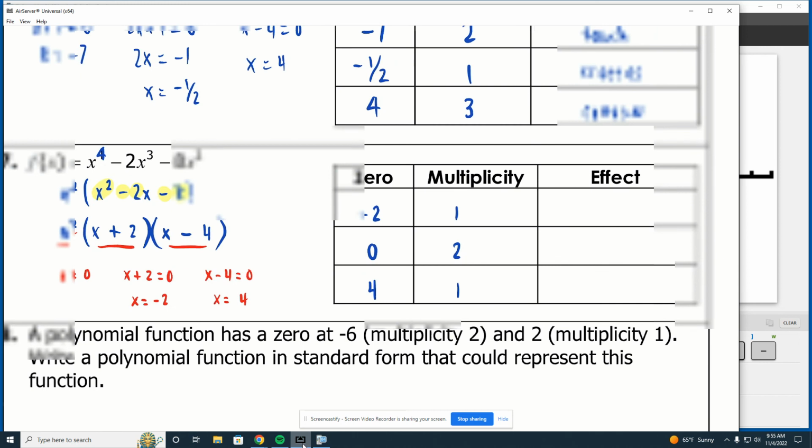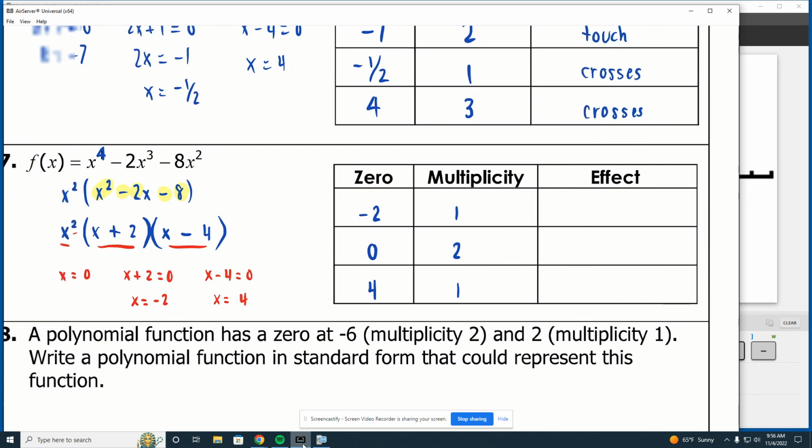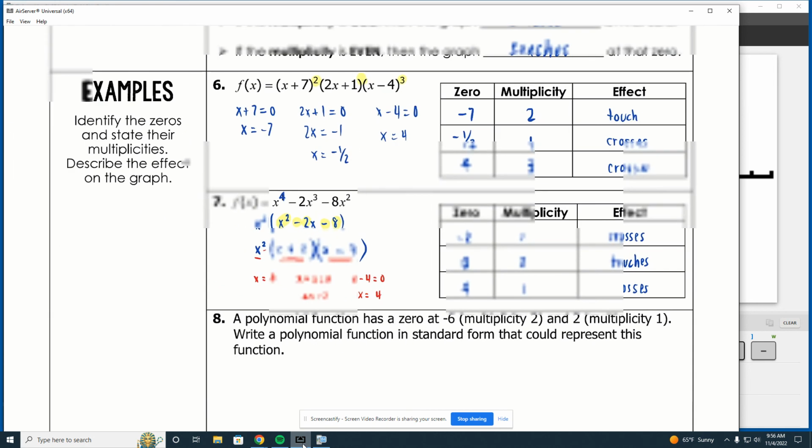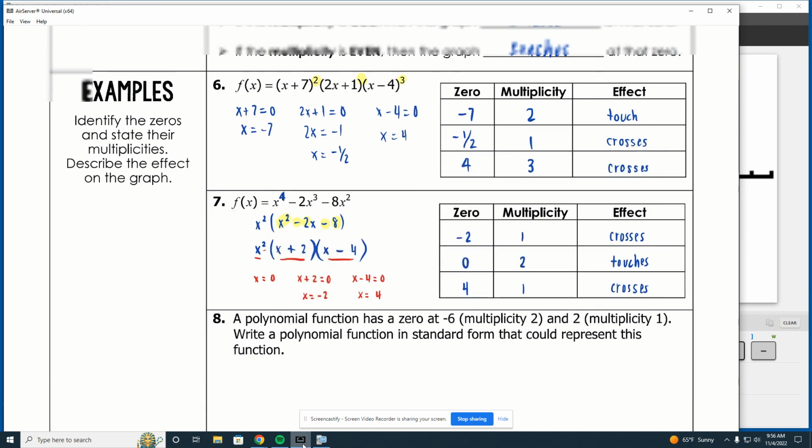If it has a multiplicity of 2, guys, what's the effect? Huh? Not touch. Touch is even. It's odd, so it's going to cross. Now, what about the next one, Alexis? Touch. Yeah, that one's a touch because it's an even multiplicity. And then lastly, that last one's going to cross, which we saw, right? We saw it on our graph, and that's true with all of those. They all match exactly what we have here. Okay? Questions?